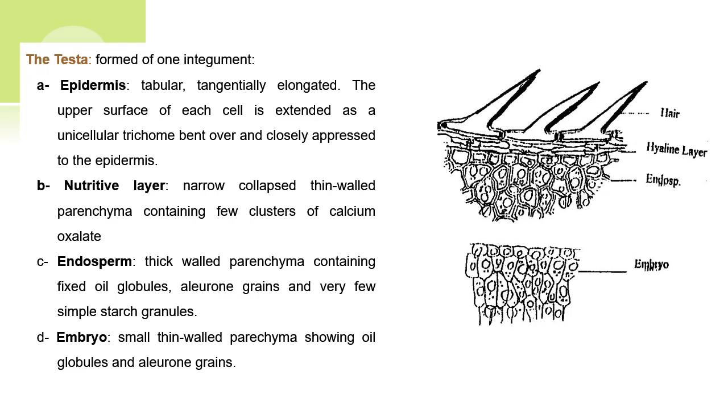Following the epidermis, there is a hyaline layer or nutritive layer formed of collapsed parenchyma cells. Afterwards, we have the endosperm of thick-walled parenchyma containing fixed oil globules, aleurone grains, and few small simple starch granules. The embryo is formed of thin-walled parenchyma, showing also oil globules and aleurone grains, and it follows the endosperm.